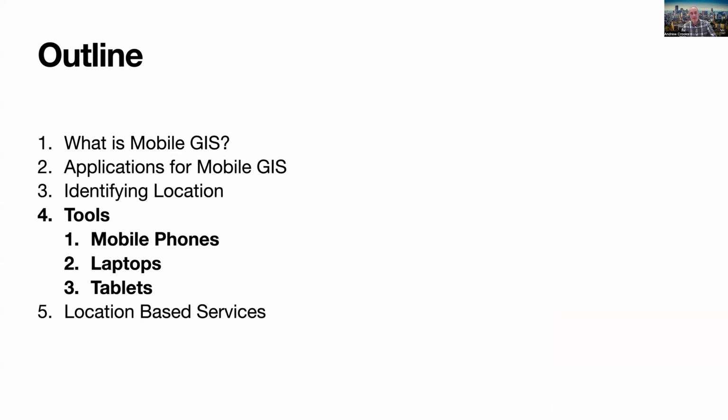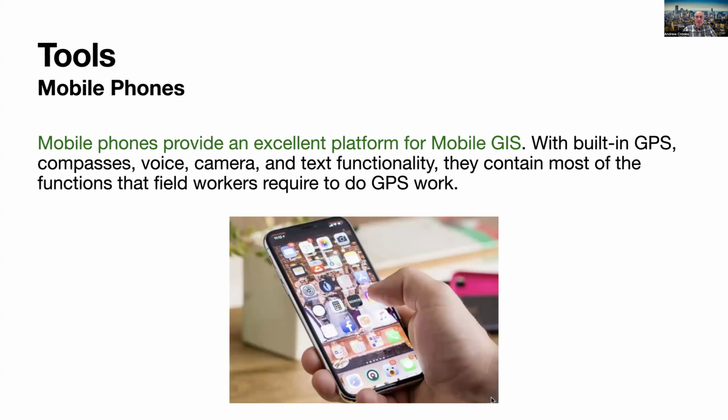Once we can define location, there are also tools. What are the tools that we can use for mobile GIS? These are what I want to talk about now. Mobile phones, laptops, and now more commonly tablets, which are constantly growing around us. Mobile phones are an excellent introductory platform for mobile GIS. They have had built-in GPS since Apple's iPhone back in the mid 2000s. Phones are now ubiquitous with GPS devices.